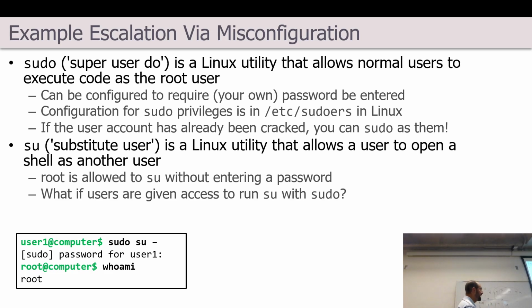One example of escalation just via misconfiguration, which we were playing around with a little bit in our current lab, is the idea of running sudo. Now, call it whatever you want. It stands for super user do. So I would think it should be pronounced one way, but here it's referred to as sudo all the time. It's a Linux utility that allows normal users to execute code to temporarily act as a super user. That's what the SU part of that stands for.